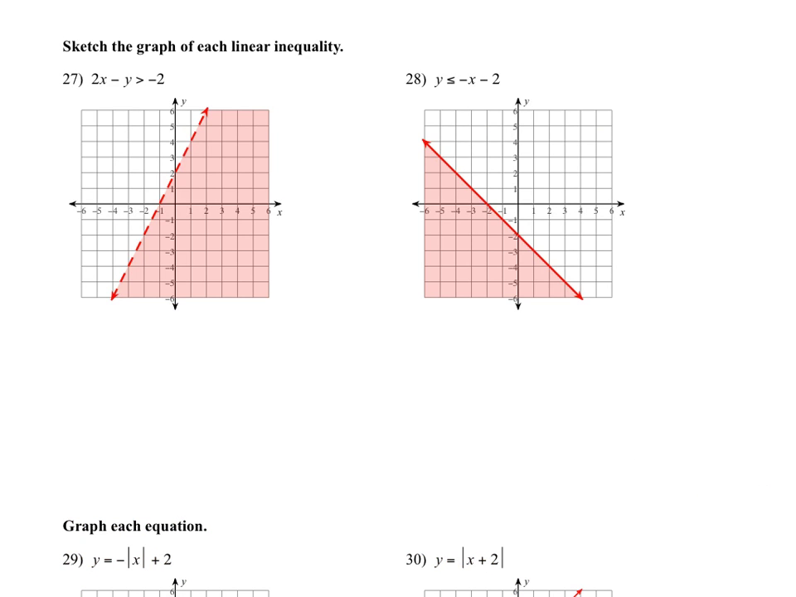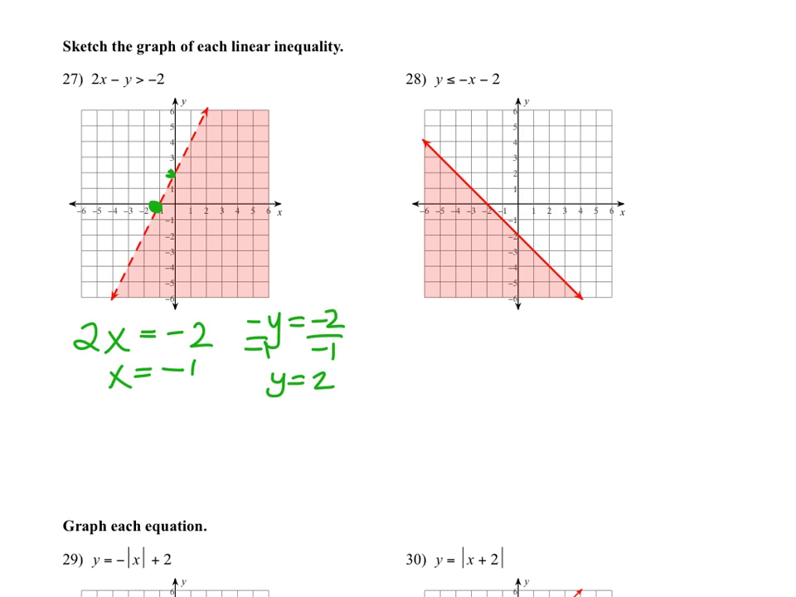All right, if I were graphing 27, I would use the cover-up method, and when I do that, I get 2x equals negative 2, so x is going to equal negative 1, which is where they got the point on the x-axis. And then negative y equals negative 2, divide by negative 1, that's going to give me y equals positive 2. So that's my y point.